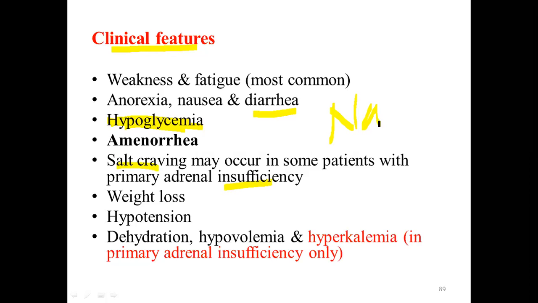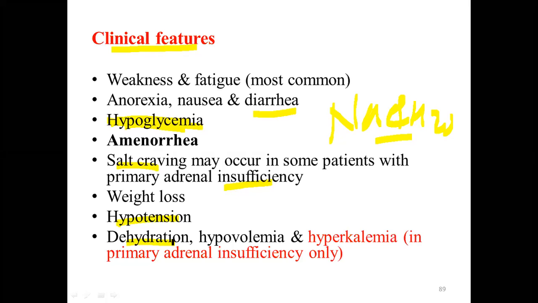Remember, the role of aldosterone is sodium and water retention. So if sodium and water are not retained, the patient will have a craving for salt, which is very common due to aldosterone deficiency. Weight loss is associated with fluid loss. Remember, glucocorticoids are very important to actually gain weight. So if sodium and water are not retained, definitely weight loss, hypotension and even dehydration can happen as a result of what?